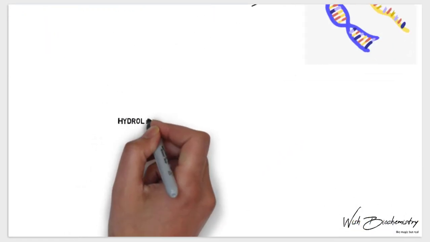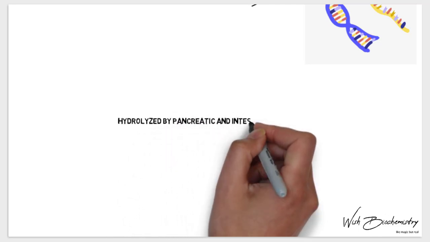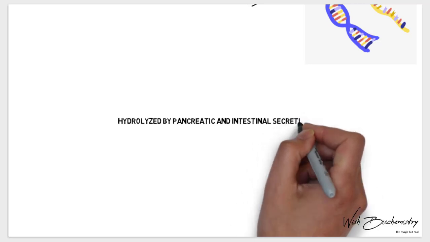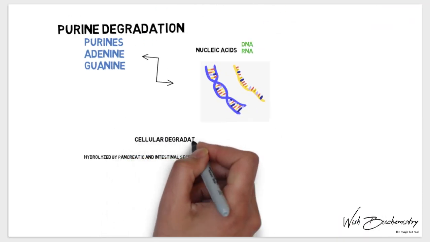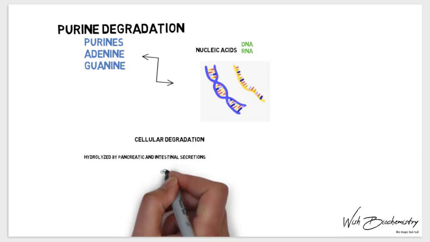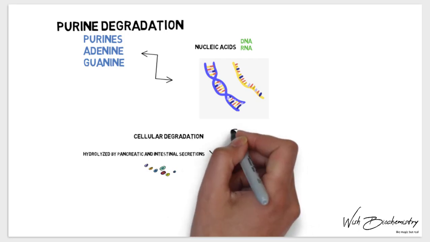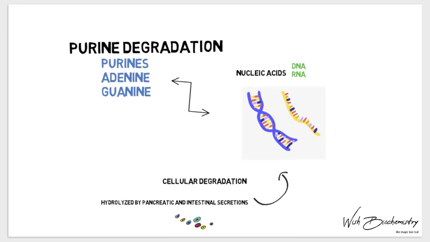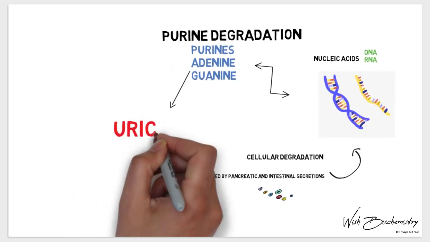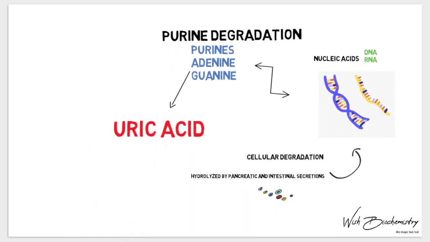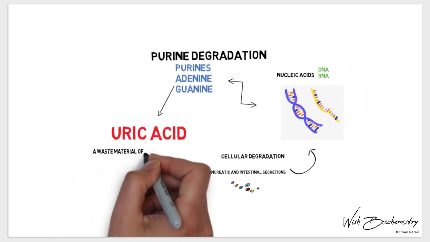Purines are also ingested through our diet and are hydrolyzed by the pancreatic and intestinal secretions, or they can be catabolized as a part of normal cellular degradation process. The nucleic acids are split into purines and the purines are degraded into uric acid. Uric acid is a waste material of purine catabolism that needs to be excreted from the body.